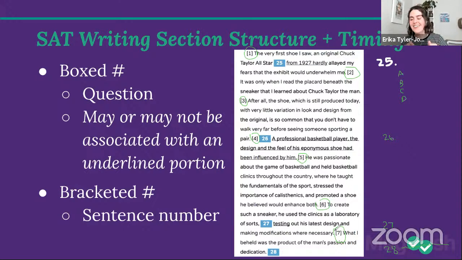Cool. All right. Hopefully we don't have any questions around the structure of the actual SAT writing section. If you do, feel free to throw them in the chat. But this is what we're working with.